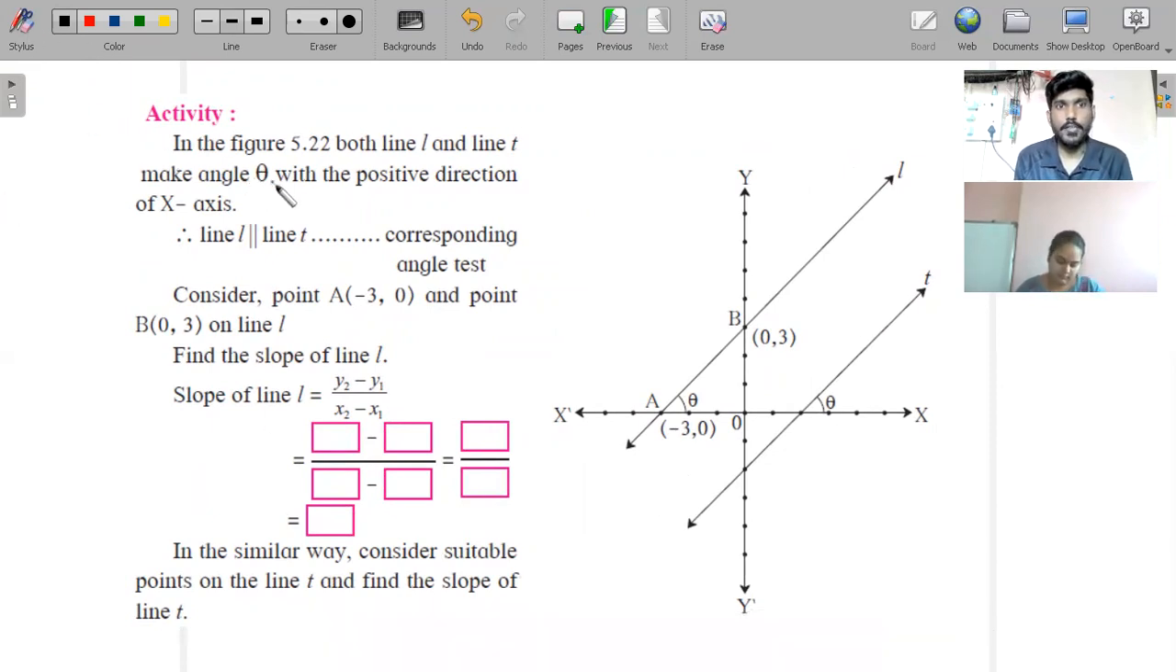Okay. In the figure, both line T and L make an angle theta with the positive direction of the x-axis. So in this direction, this is the positive direction of x-axis, and both of the lines make the angle theta with the x-axis. Okay, is this clear?